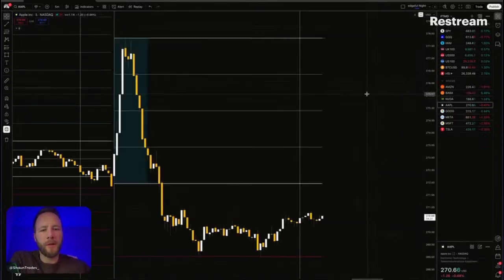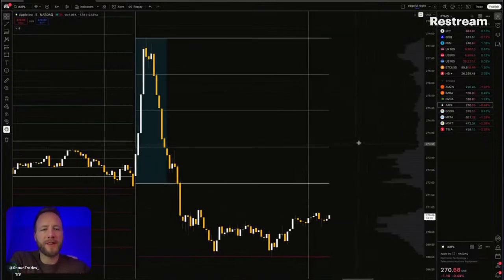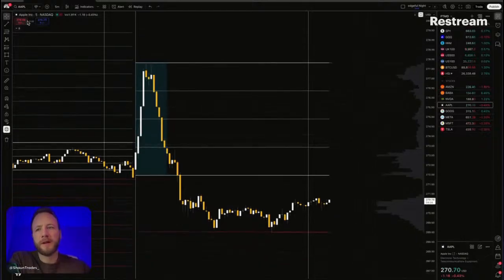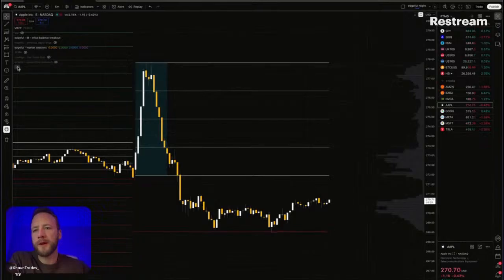So that's a good example. Apple's trading near lows-ish, not quite near lows as we would like them to be. Go ahead and get rid of that. Nope, wrong one. That one.